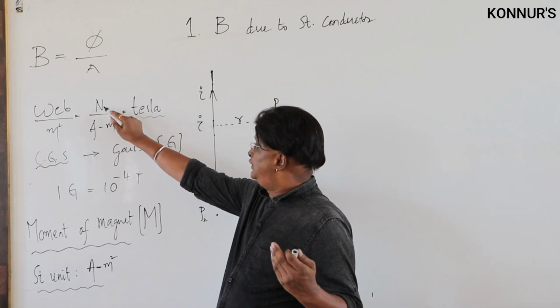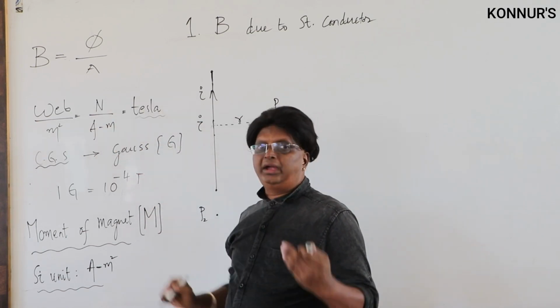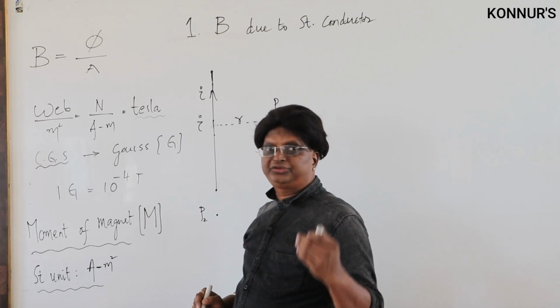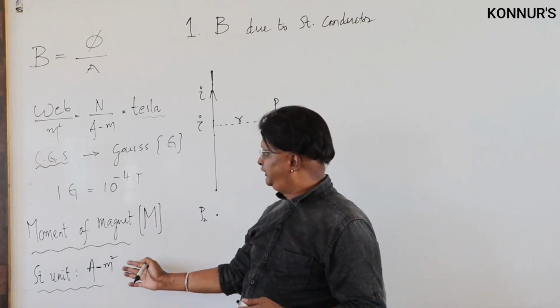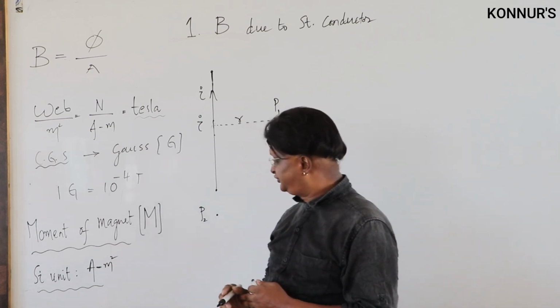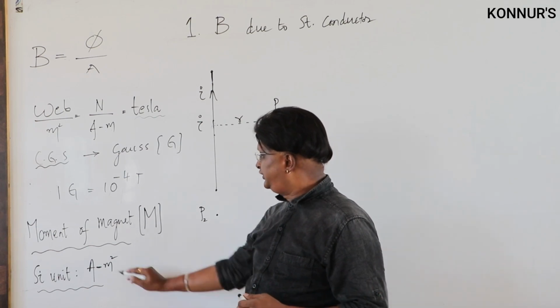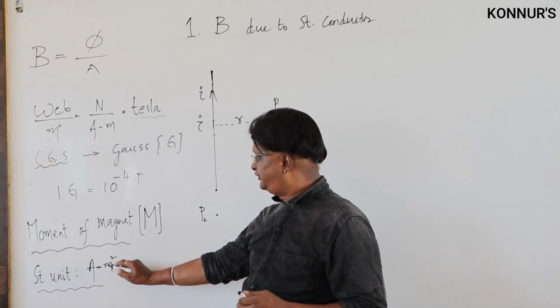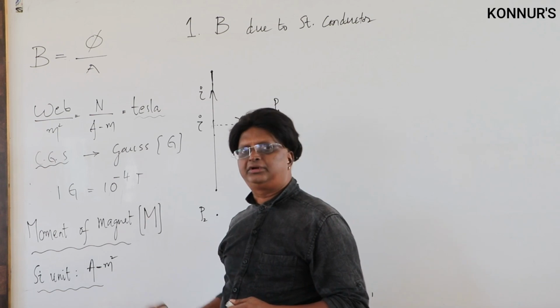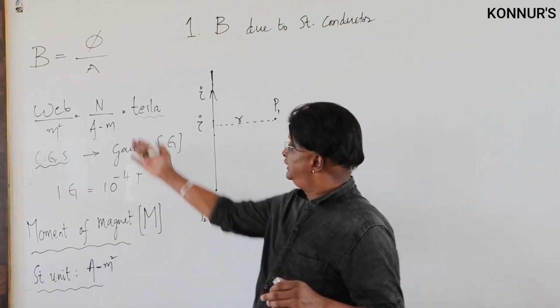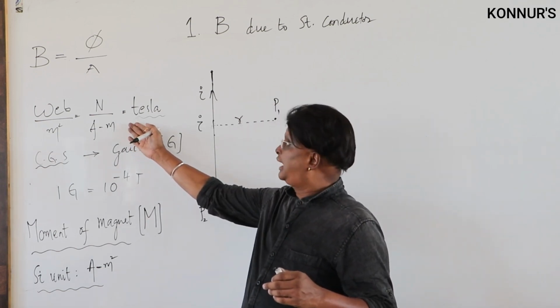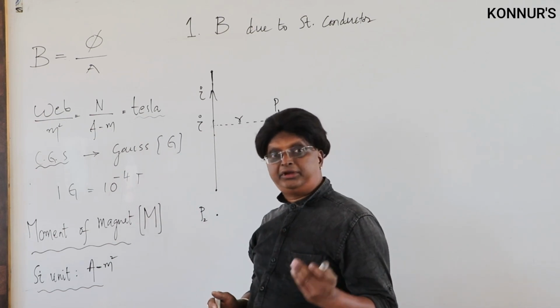Therefore, it is MT^-2 I^-1 will be the dimension formula. Similarly, what will be the dimension formula for the moment of the magnet? So the magnetic moment you will write as L square, meter square is there, therefore it is L^2 and A for I. Now you see here it is independent of length. Capital B dimensions are independent of length.